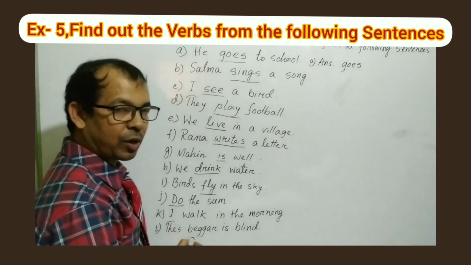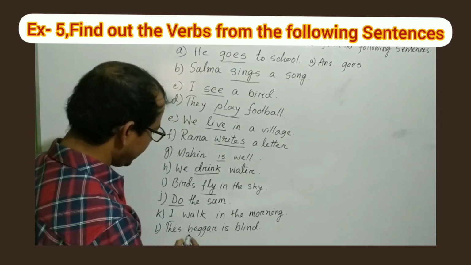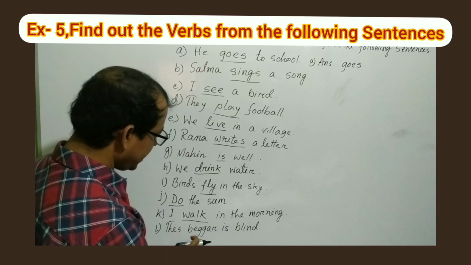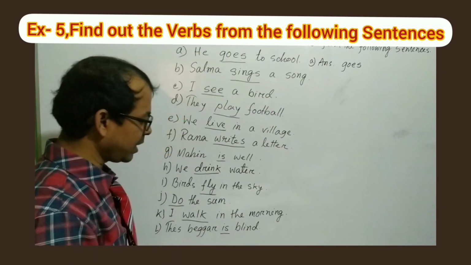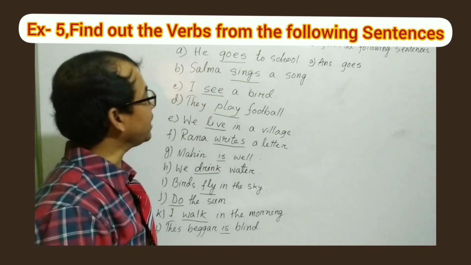I walk in the morning. Can you tell me which one is the verb? Yes, walk. This is an action word. This is a verb. This beggar is blind. Which one is the verb? Is. So my student, now tell me what kind of verb this is.